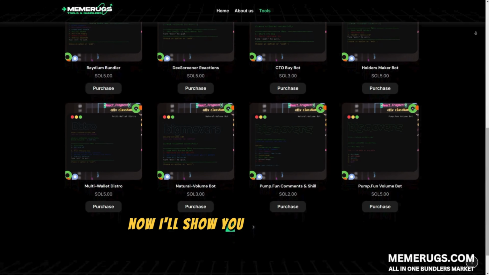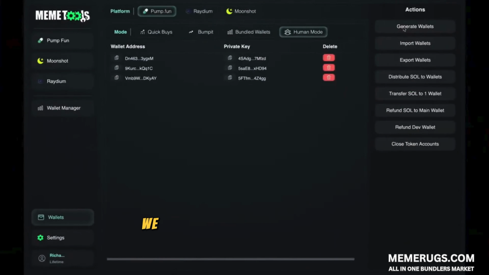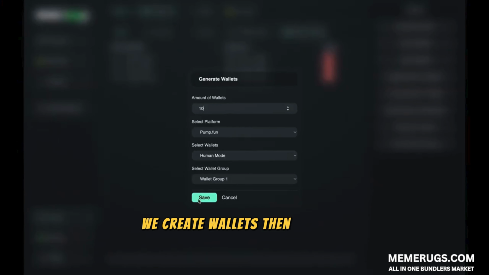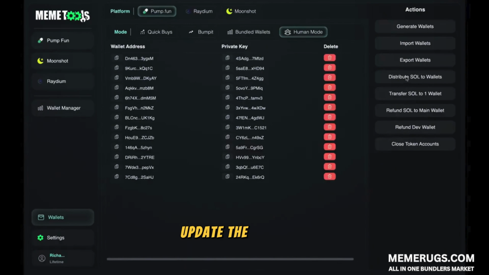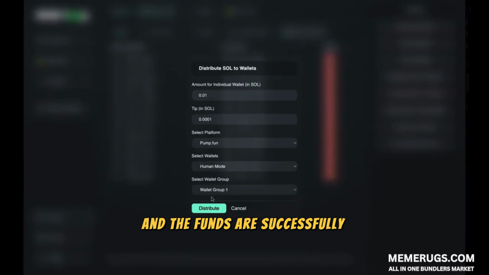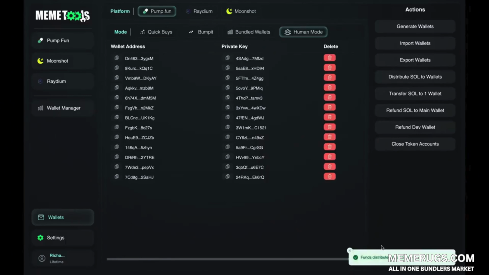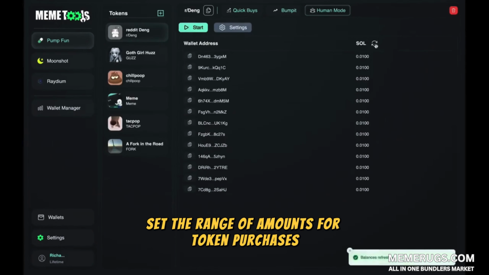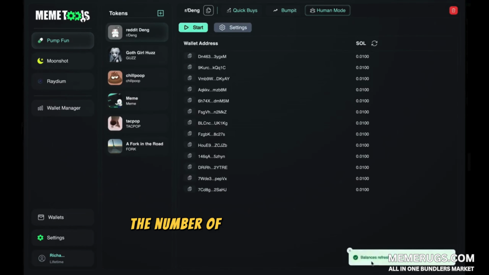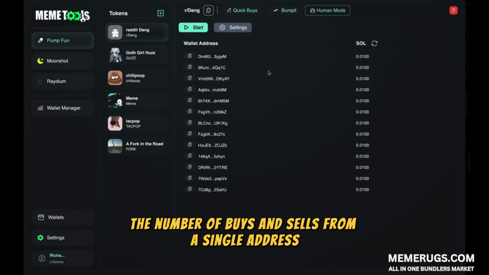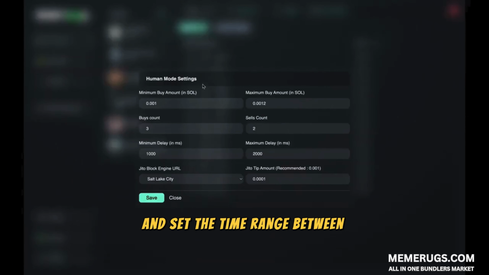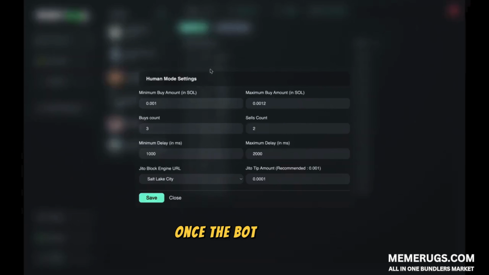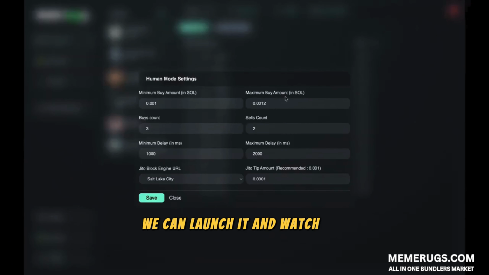Now, I'll show you how to install it. First, we create wallets. Then we fund them, update the balances, and the funds are successfully added to the wallets. Next, we go to the settings, set the range of amounts for token purchases, configure the number of buys and sells from a single address, and set the time range between transactions. Once the bot is set up, we can launch it and watch the results.